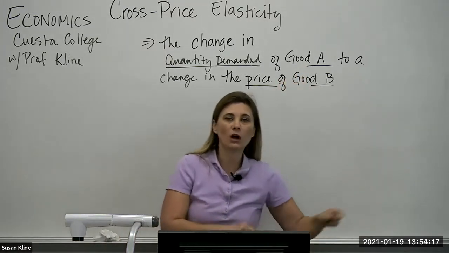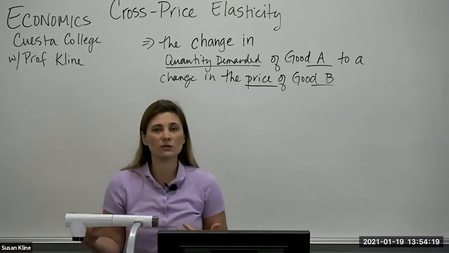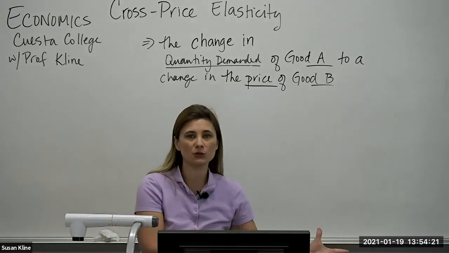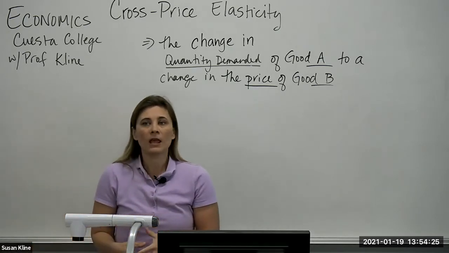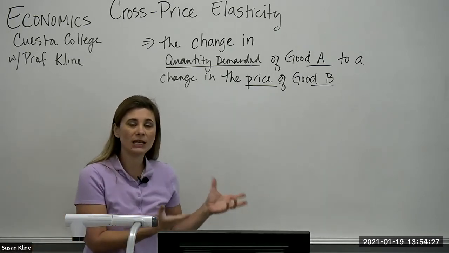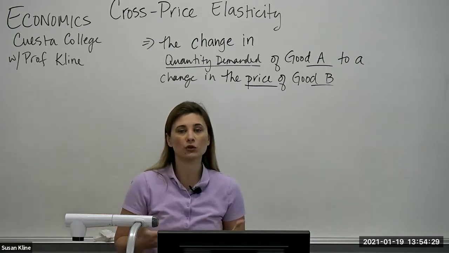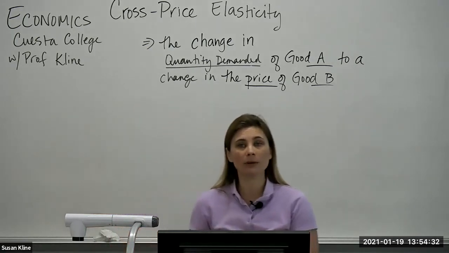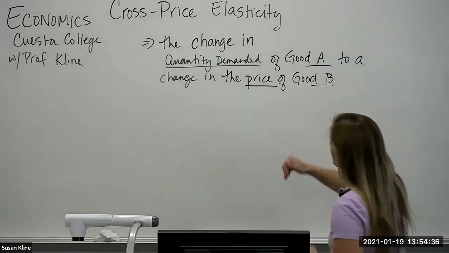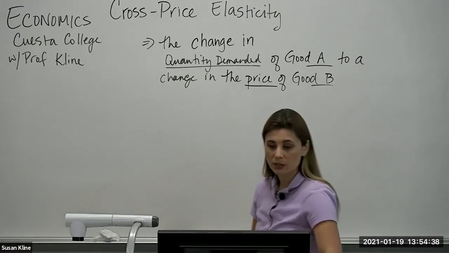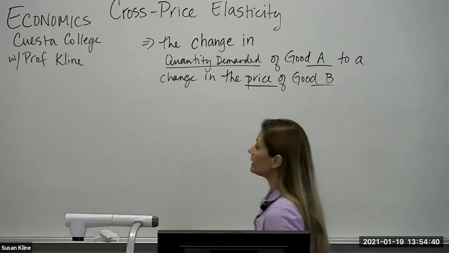So again, when we were talking about factors that shift demand, and we talked about the price of a substitute good or the price of a complementary good, this is how we can actually gather data and test whether two goods are substitutes, complements, or unrelated. So similar to our others, we always want to put quantity demanded in the numerator.